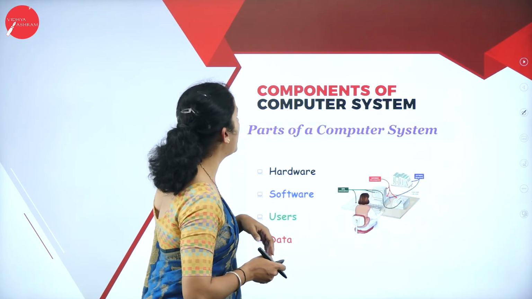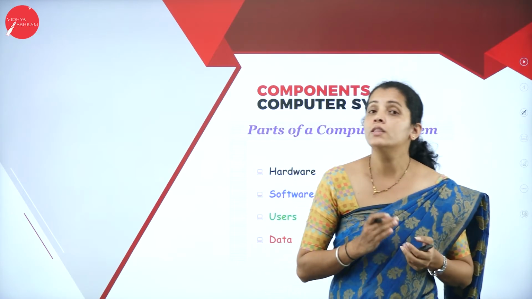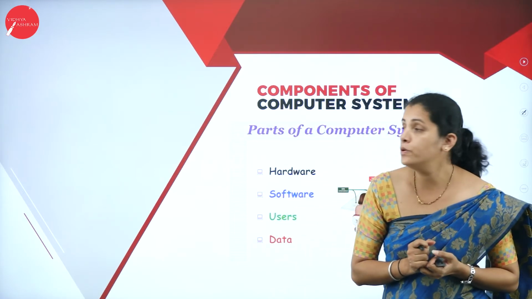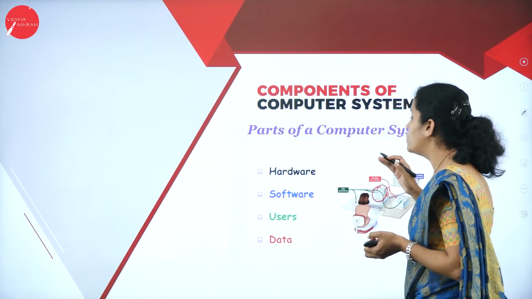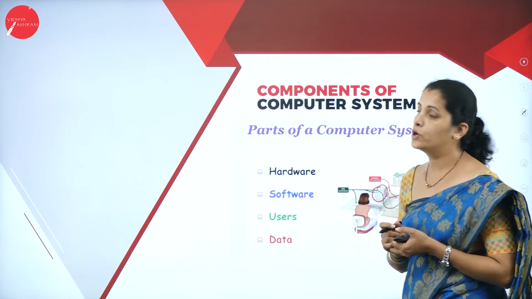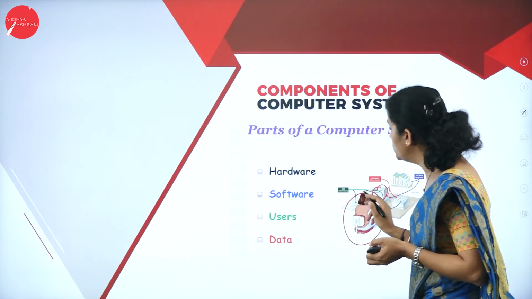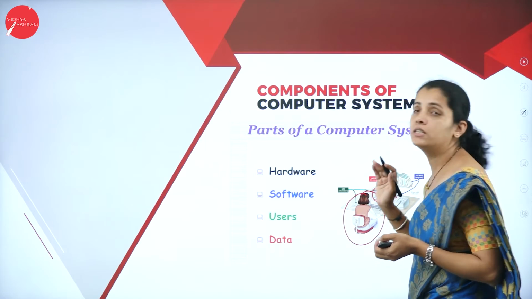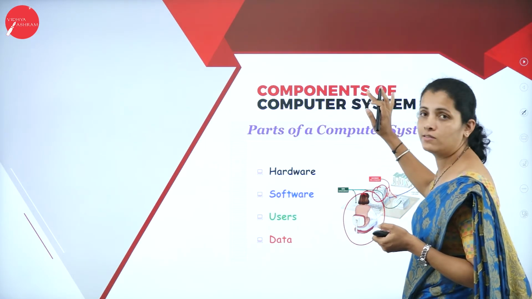Then we are going to have the components of a computer system. So the main components of a computer system here are data, then hardware, then software, then user. So here the user is also a component of the computer system.